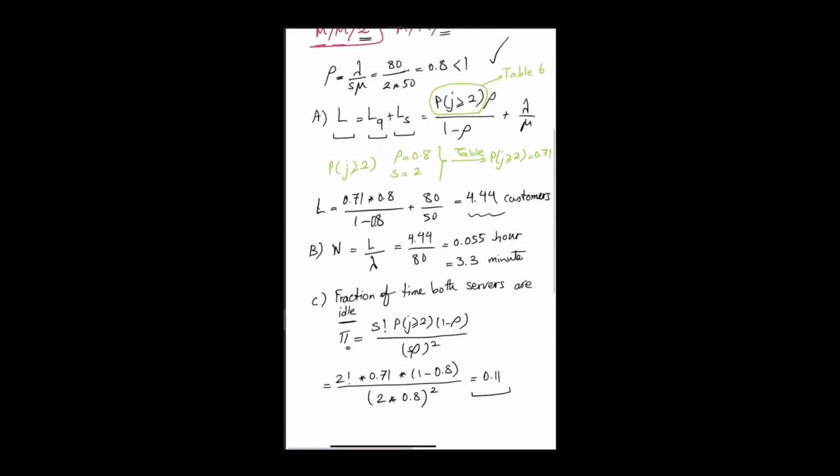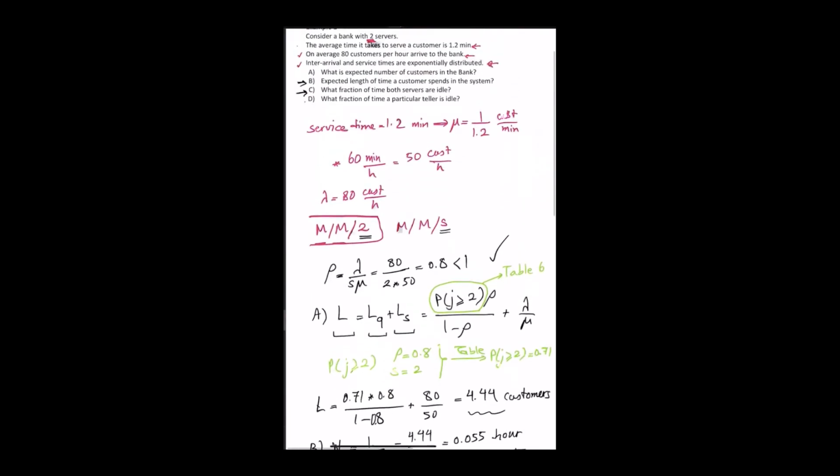Now let's go to part D. In part D, we want to know what fraction of the time a particular teller is idle. Remember, we have two tellers in the system. What we calculated in part C is the fraction of time that both these tellers are idle. However, in part D, we want to calculate the fraction of time a particular teller is idle. For example, the first teller. What fraction of time is the first teller idle? We want to calculate that.